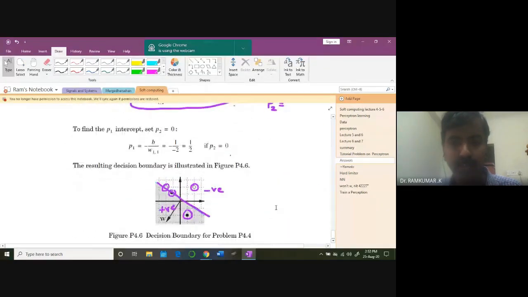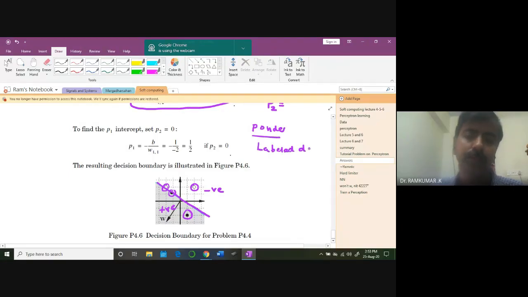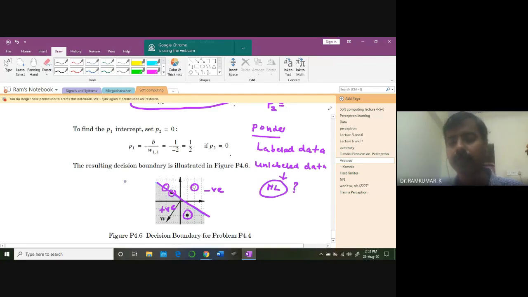Now I'll raise you a question. This is a question you need to ponder over. So far we have been talking about something called labeled data. What if you are given some unlabeled data? How will the machine learn? Any fair guess?